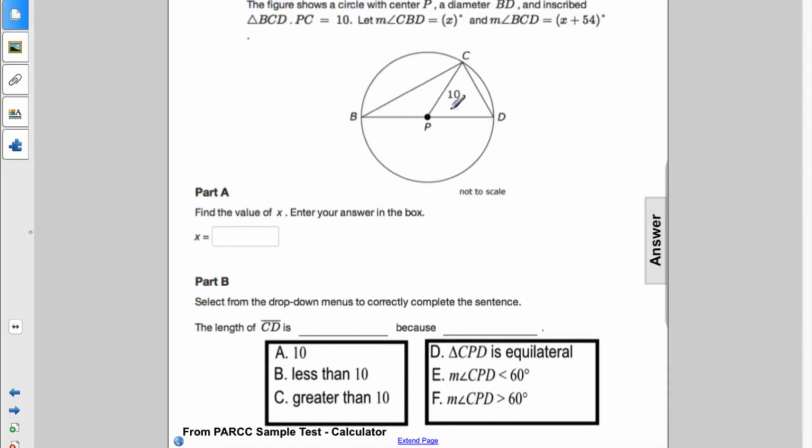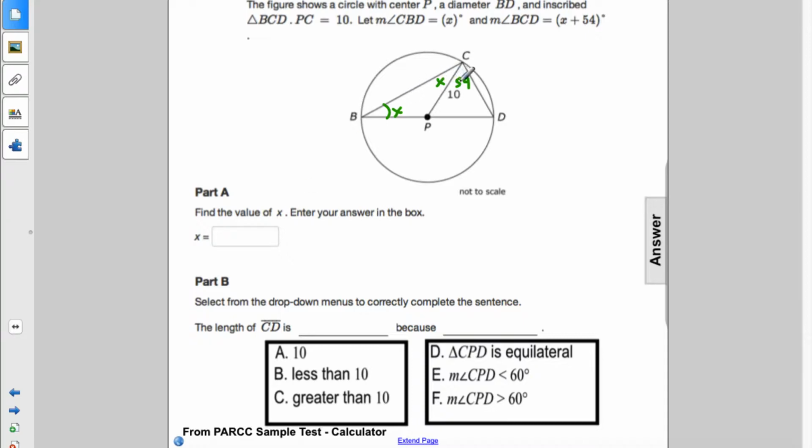The figure shows a circle with center P, a diameter BD, and inscribed triangle BCD. PC equals 10. Let the measure of angle CBD here equal x degrees, and the measure of angle BCD equal x plus 54 degrees. Find the value of x.